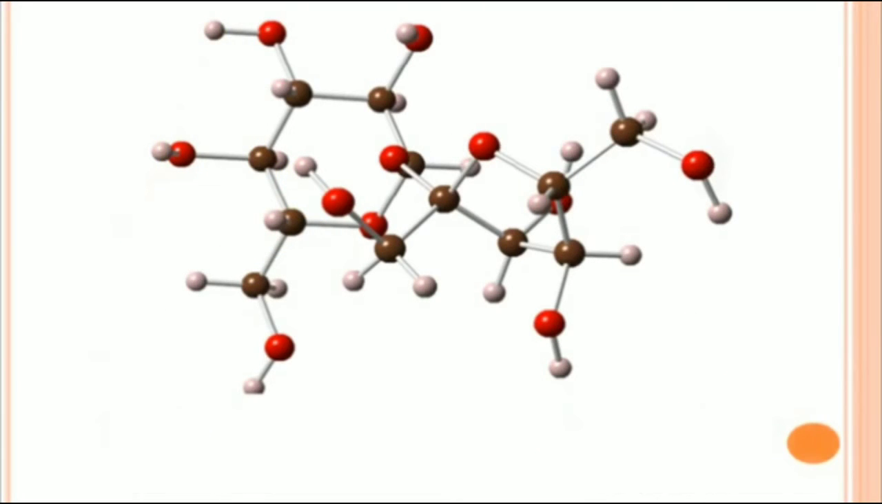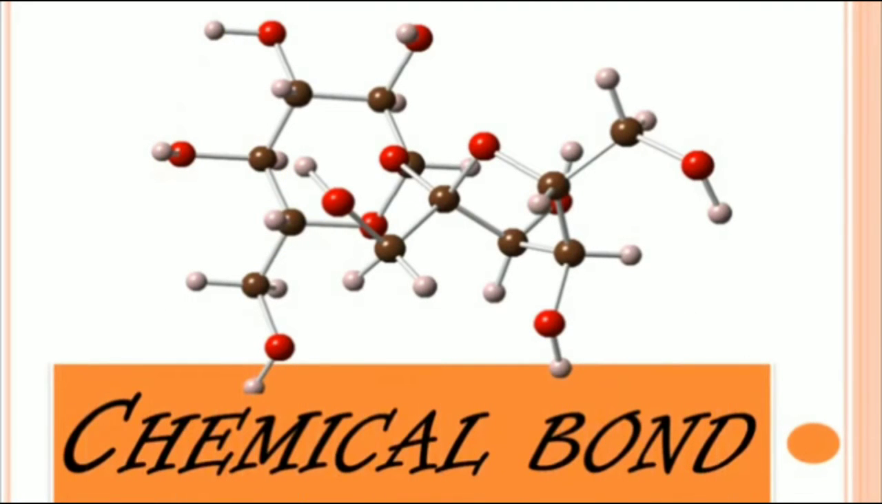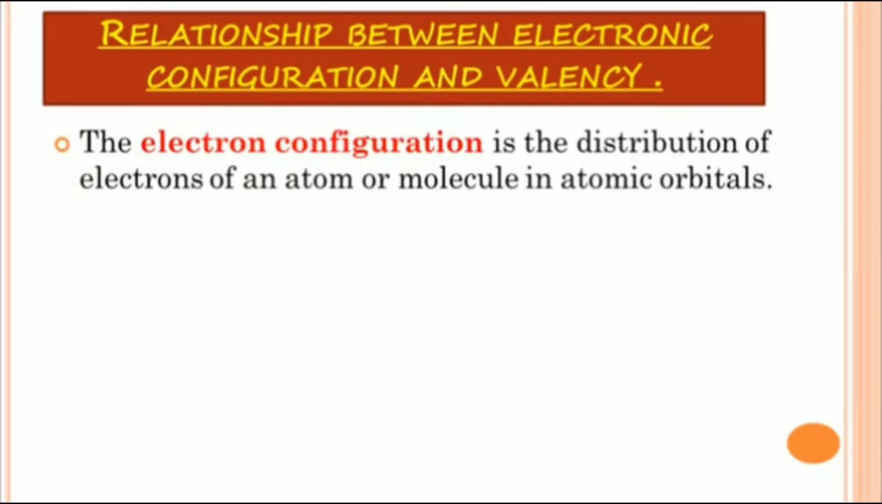Okay. Now, children, firstly, let us learn about the chemical bond. What exactly does chemical bond mean? Before studying chemical bond, let us see the relationship between electronic configuration and valency. First we will see what electronic configuration is.